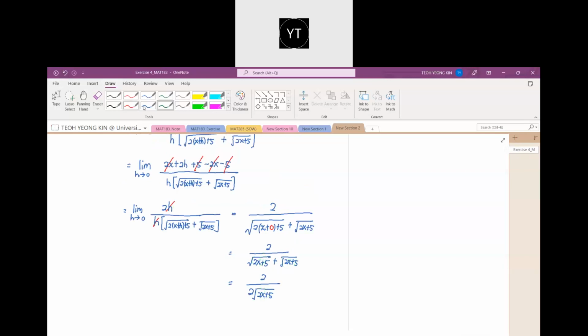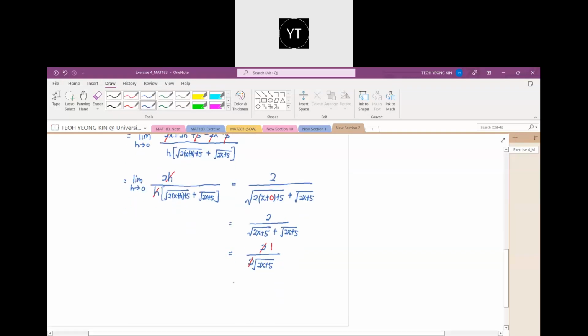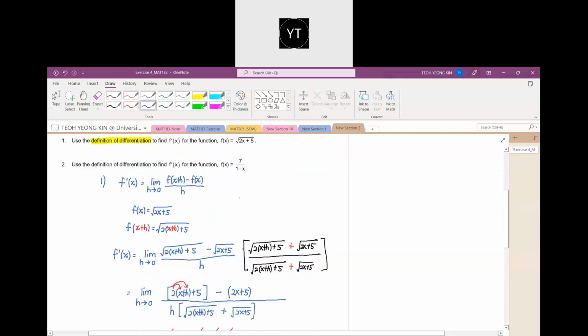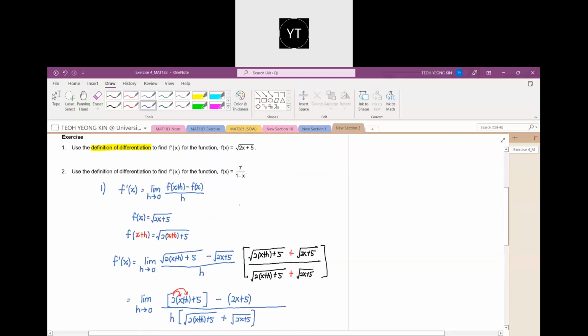So again, I can simplify. Don't forget, simplify it becomes one. Here is 1. So the answer will be 1 over square root of 2x plus 5. So this is the answer. Remember, by using the definition of differentiation, this is how we do it. So this is question 1. Now we move to question 2.